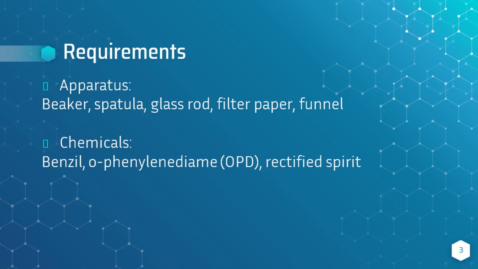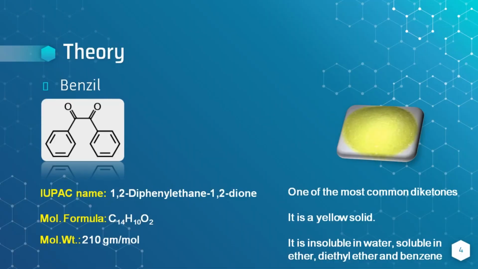Apparatus we would require are beakers, spatula, glass rod, filter paper, funnel. And chemicals we would require are benzil, orthophenylene diamine and rectified spirit. So before moving on to the procedure, let us first see about the chemicals which we are going to use. First is benzil.